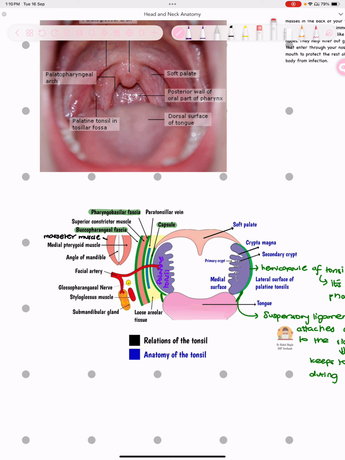Lymphatic drainage. Lymphatics pass to the jugulodigastric node. Which node? Such a fancy name. Jugulodigastric node. So that's a mouthful. Jugulodigastric node. And there are no afferent lymphatics to the tonsil.